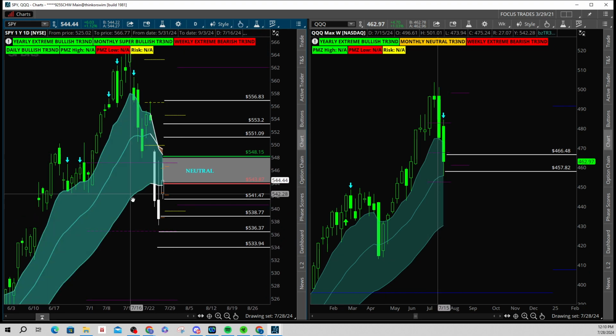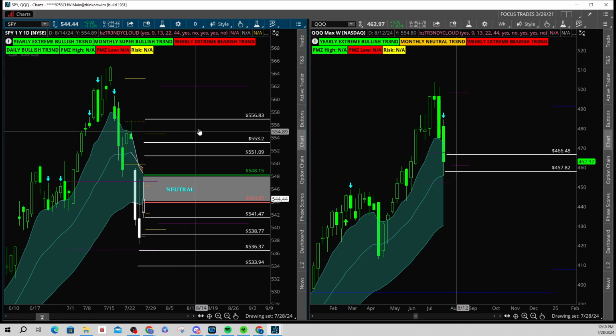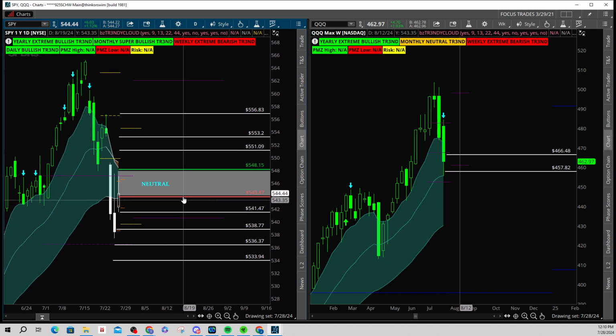I like this overall blueprint that we're trading with you guys. We have 3 targets to the upside, 4 to the downside. That's how I would do it.